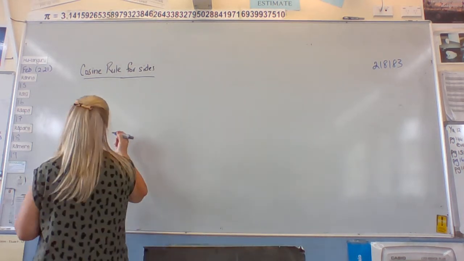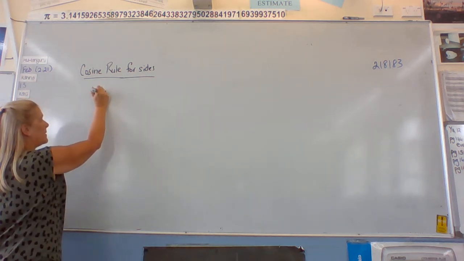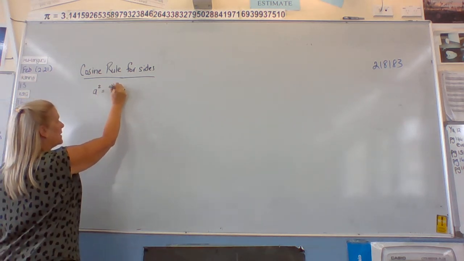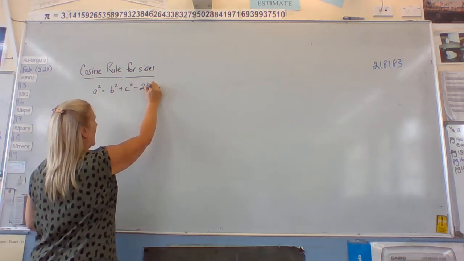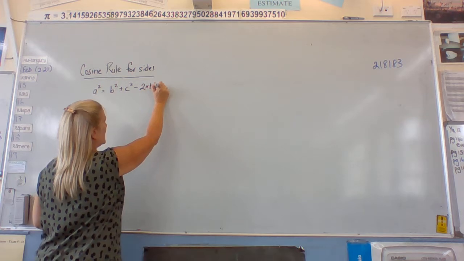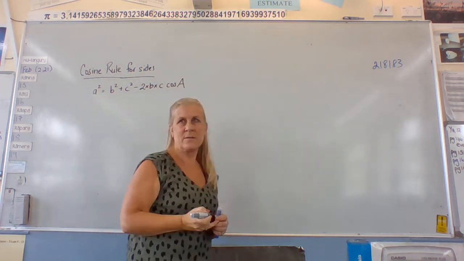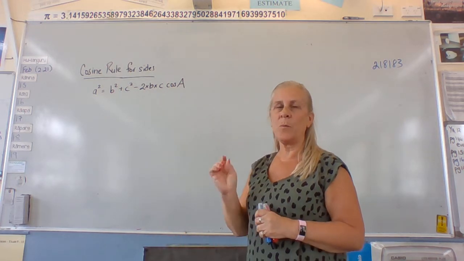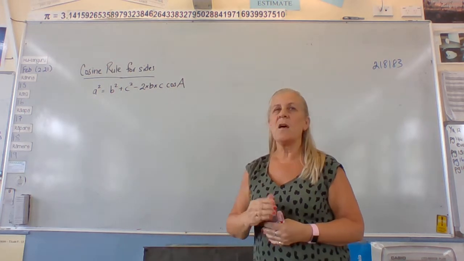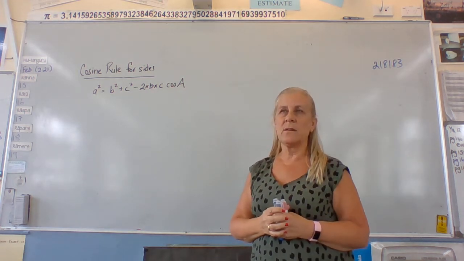triangle labeling. So the rule is a squared equals b squared plus c squared minus 2 times b times c cosine a. Whew. You don't have to remember it, right? It's on your formula sheet and will be on your formula sheet for the test. But that's what it is. So what have we got up there?